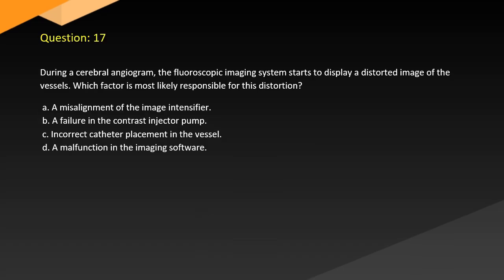Question 17. During a cerebral angiogram, the fluoroscopic imaging system starts to display a distorted image of the vessels. Which factor is most likely responsible for this distortion? A. A misalignment of the image intensifier. B. A failure in the contrast injector pump. C. Incorrect catheter placement in the vessel. D. A malfunction in the imaging software.